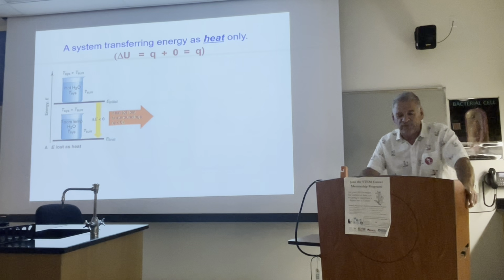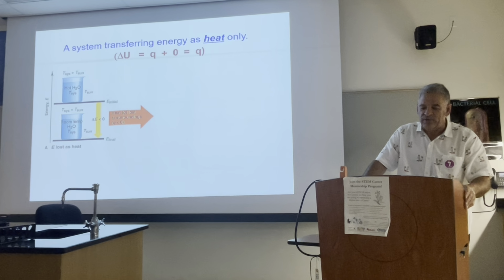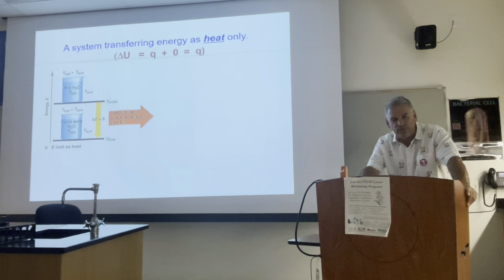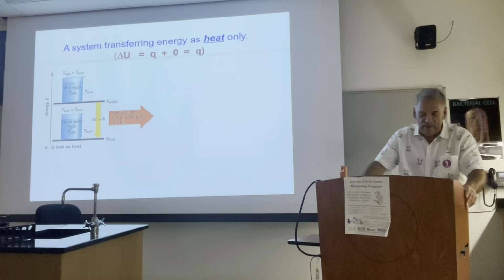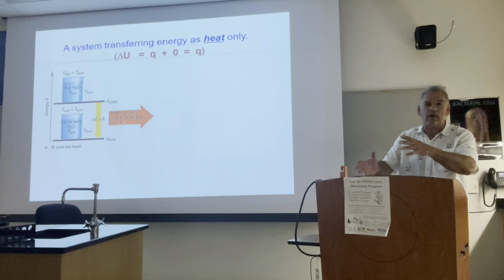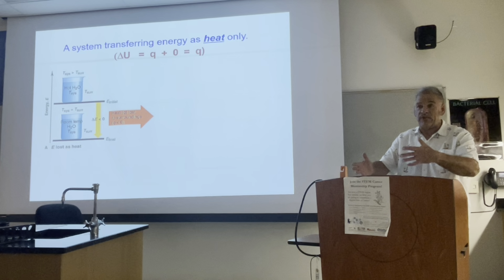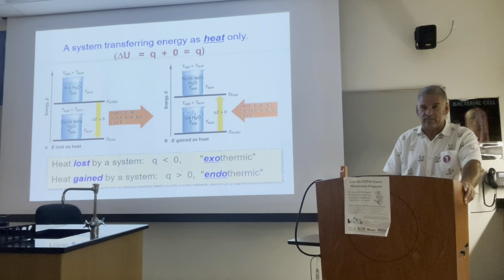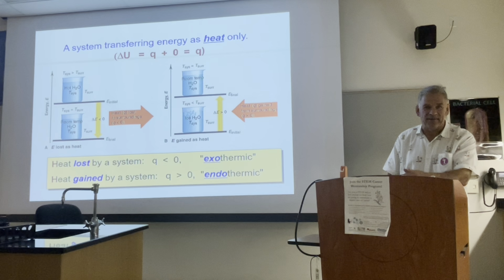Sometimes a system transfers energy as heat only, not heat and work, just heat. In that case, the change of energy is just Q. So the heat loss to the surroundings is less than 0. Sometimes energy is heat and work, but sometimes work is 0. Sometimes the system doesn't do any work.